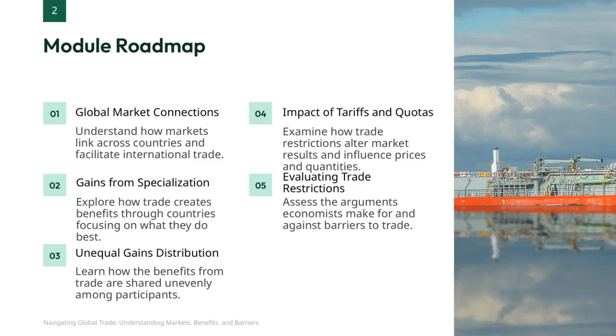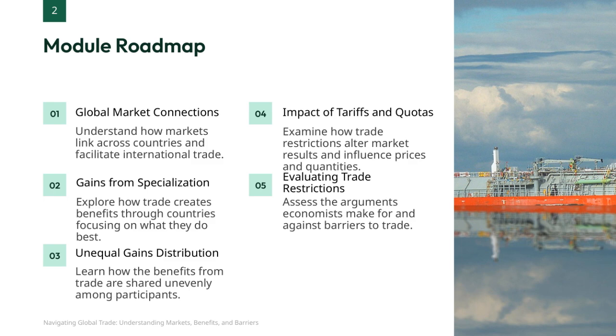Here's an overview of the module roadmap. First, we'll start by understanding global market connections, how markets across different countries link together to facilitate international trade. Then we'll explore the gains from specialization, focusing on how countries benefit by concentrating on what they do best. Next, we'll look at the unequal gains distribution, seeing how the benefits from trade are shared unevenly among participants.